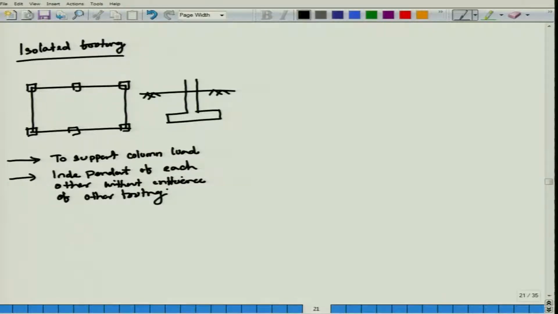If I say isolated footings, generally these are all independent footings. If this is the plan of a building, this is one isolated footing. Generally load transfers from superstructure to beam, beam to column, column to foundation. It supports individual column loads. At the same time it is independent, neither this nor this footing is going to influence the other. So, in that case it is isolated footing.